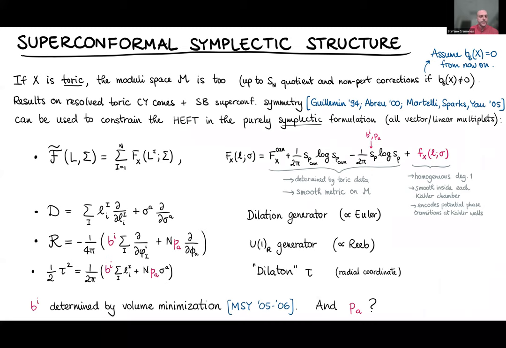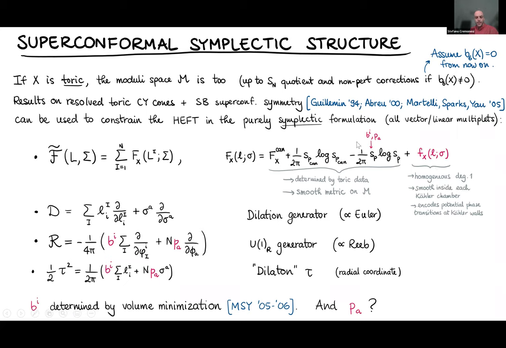Okay, and finally, I would like to stress that if the internal geometry is toric, then the moduli space is also toric, well, up to this quotient by the permutation group, and also up to non-perturbative corrections that we'll ignore in the rest of the talk. And so you can use the machinery of toric geometry and results of Martelli, Sparks, and Yau to constrain the holographic effective field theory. And in particular, in the purely symplectic formulation, essentially the effective field theory will be governed again by some potential which is integrated over all of superspace. And the nice thing about this potential is that it's given by this form here, on the right.